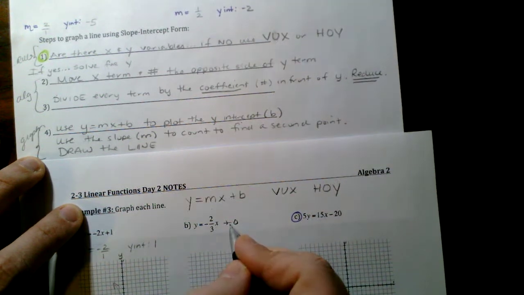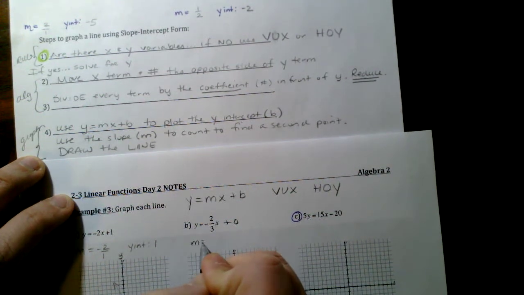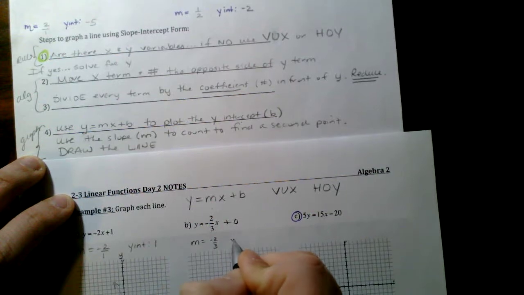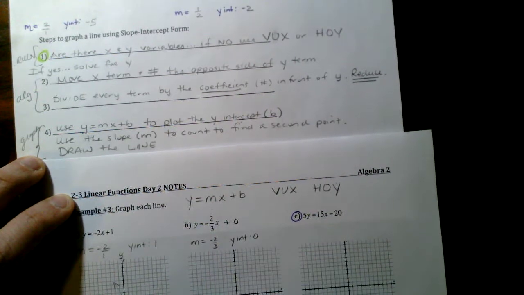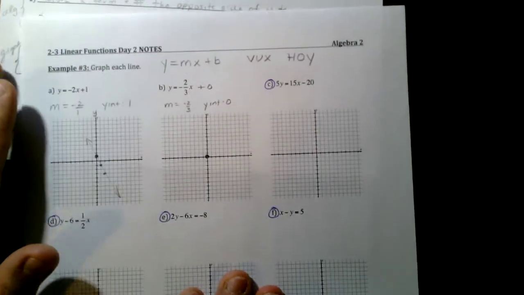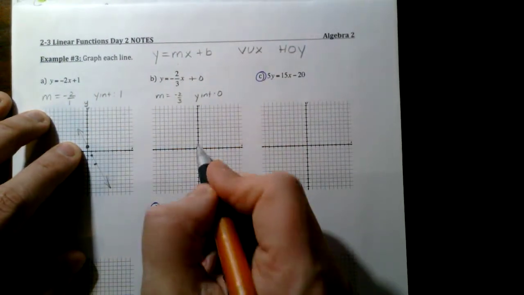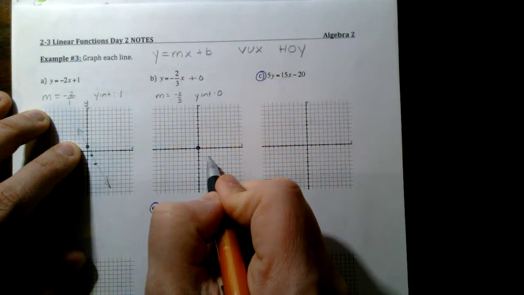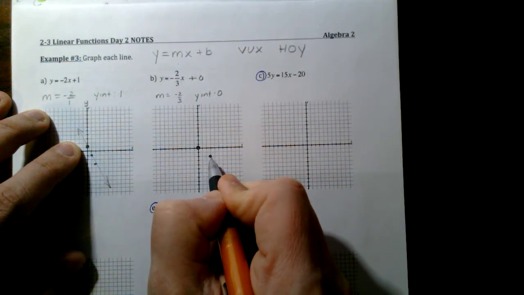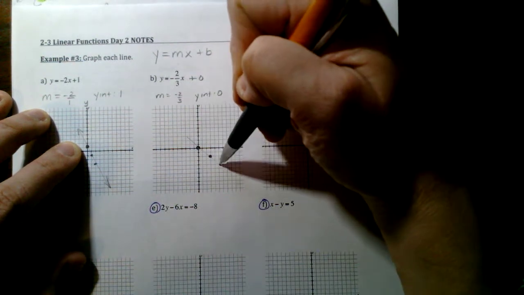Now I know that my slope is negative 2/3. My y-intercept is 0, which means it crosses right here at this center dot. Let me move that up now. Down 2 over 3, I have my negative slope, and I can connect to draw my line.